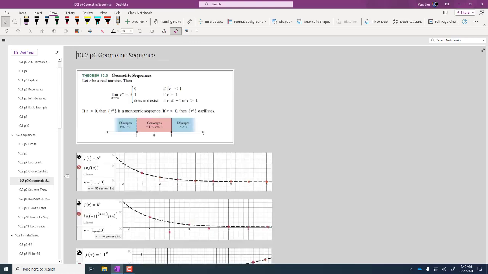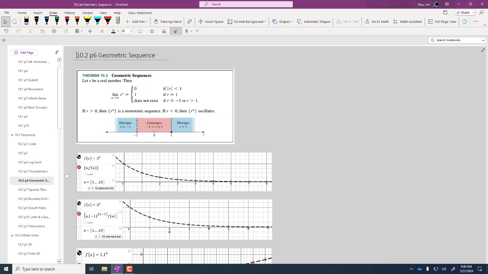Now let's get into the most important sequence that leads to the most important series, and that's the geometric. An example of a geometric series up here is 1 over 5 to the k. Geometric means repeated multiplication. You have a common multiplier, a common ratio. Let's take a look at this one that was written up here on the board, 1 over 5 to the k.